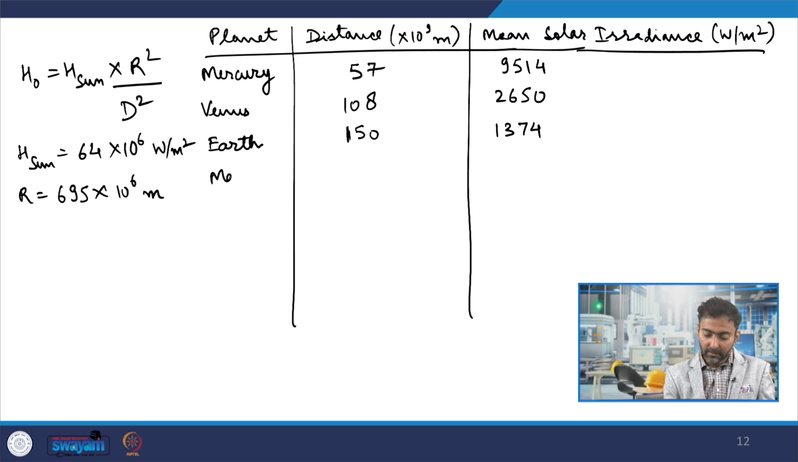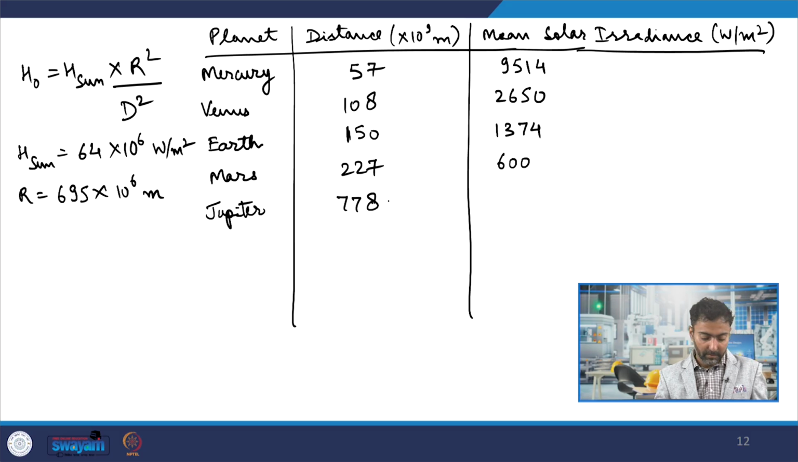Next one is Mars. Mars is at a distance of 227 billion meters, and the radiation intensity comes out to around 600 watt per meter square. Then you have Jupiter at a distance of 778 billion meters. Radiation intensity is around 51 watt per meter square. Saturn at a distance of 1426 billion meters, radiation intensity comes out around 15 watt per meter square.